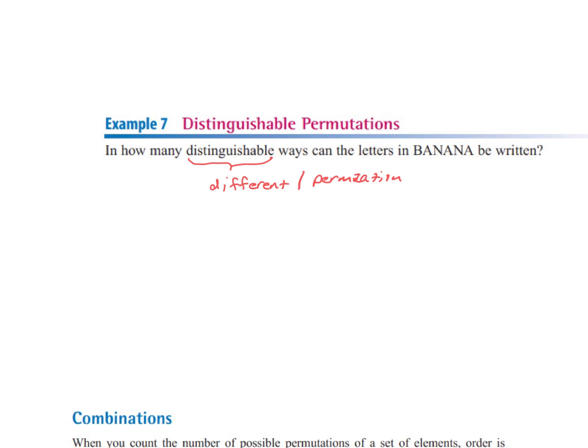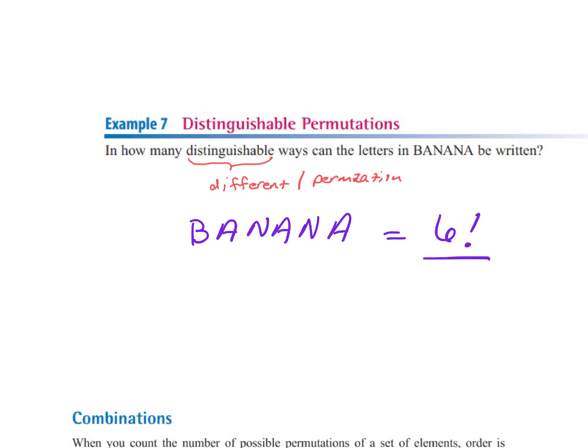It says, in how many distinguishable ways can the letters in banana be written? All right, well, let's write out the word banana. B-A-N-A-N-A. Agreed? Okay, how many letters are in the word banana? 6. So 6 factorial. That's it. Hold on. It would be if all the letters were different, but they're not, right? Do you see any letters that repeat?